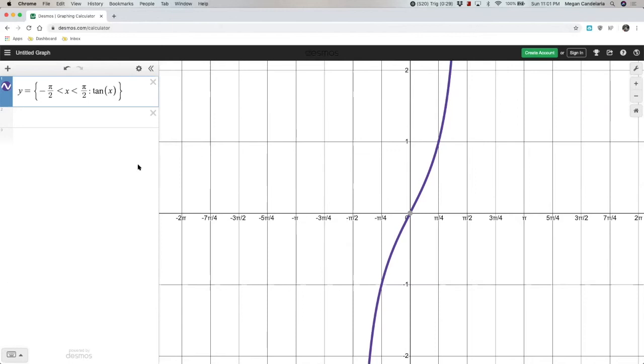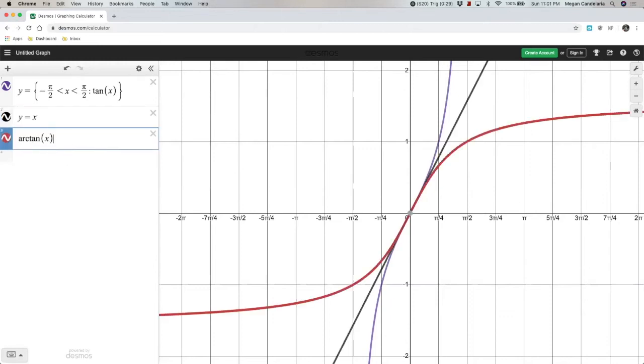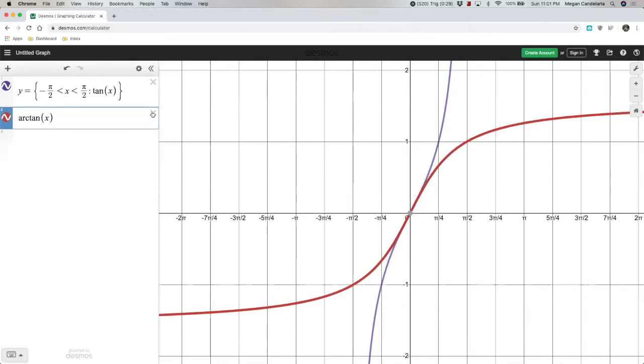That's now 1 to 1, meaning invertible. So we're going to reflect across the line y equals x to get our inverse tangent, or our arc tangent function. Okay, so there it is. All right, so let's now think about the domain and range of our inverse tangent, or our arc tangent function.